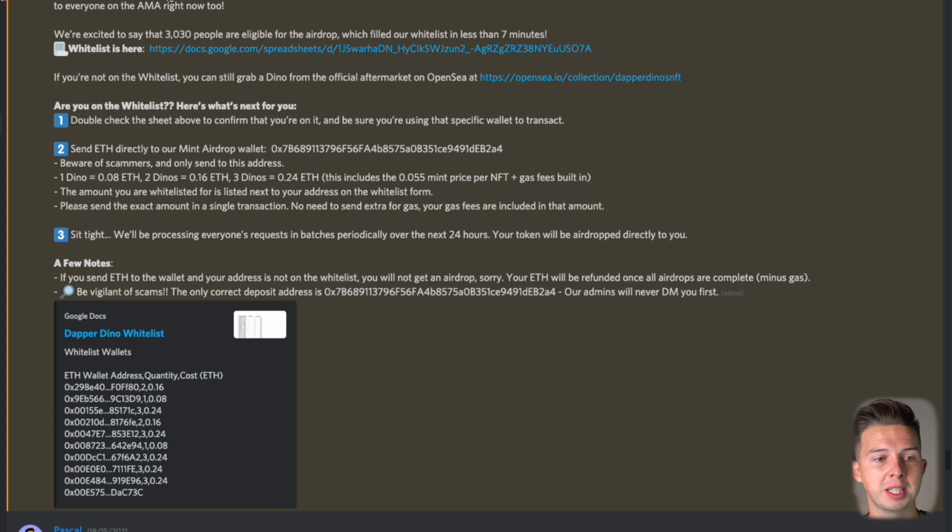So then their next announcement was here where they basically sent out the whitelist so you could go check your wallet address to see if you were on there. 3,030 people were eligible for the airdrop. You can see here one dino is 0.08 ETH, two dinos 0.16, three dinos 0.24 ETH. This includes a 0.055 mint price per NFT plus a gas fee, but that's built in.